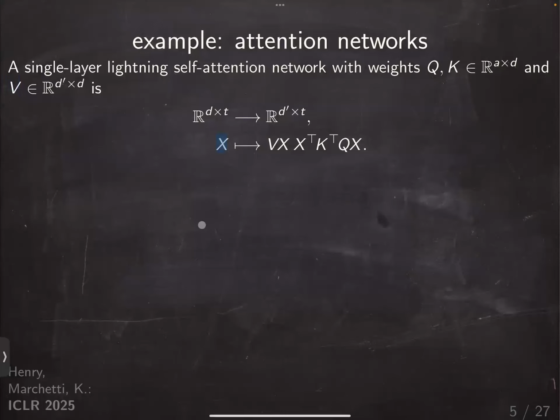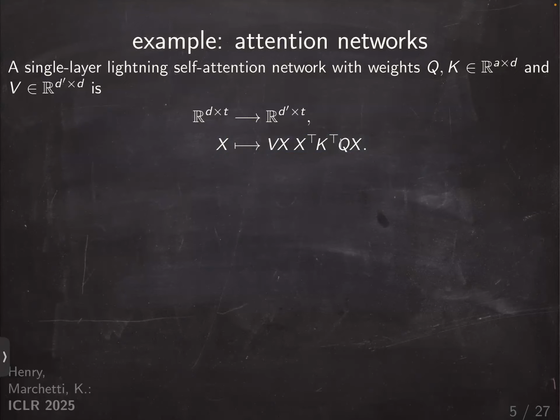It also eats a matrix. This capital X is a matrix of unknowns, so each entry in this matrix is like an independent variable. It eats such a matrix X and then outputs this beautiful expression: V X, X transpose, K transpose, Q X.